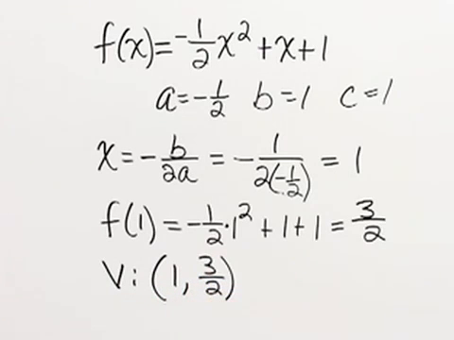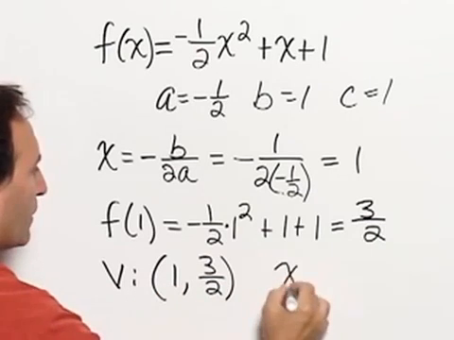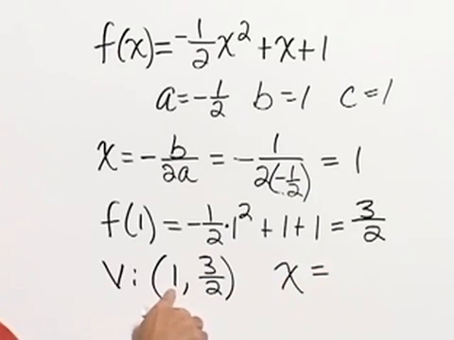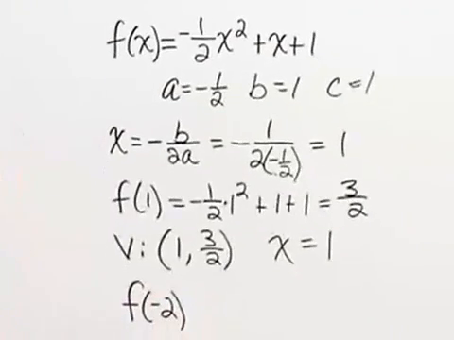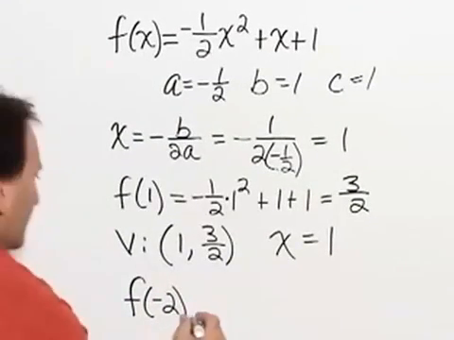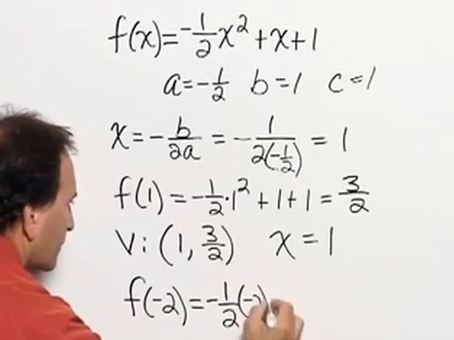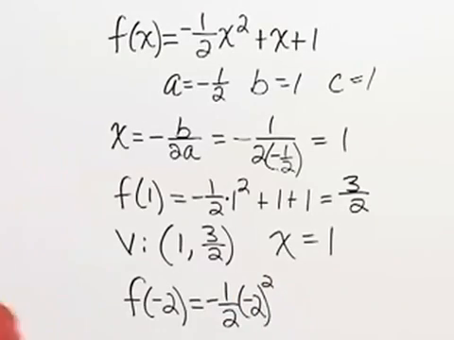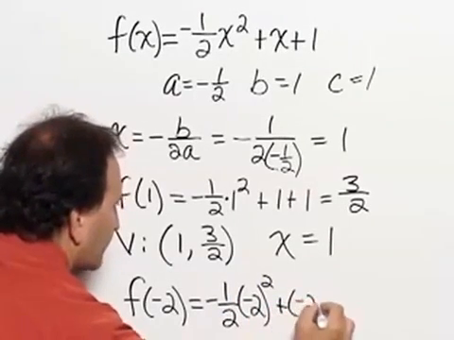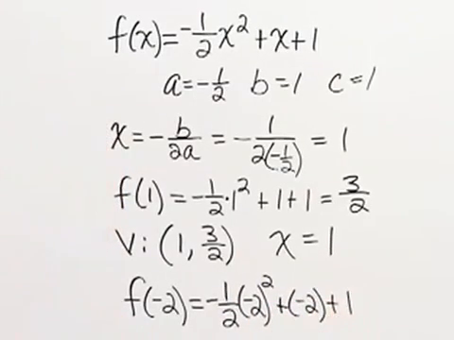We know the axis of symmetry is x equals the x-coordinate of the vertex, so x equals 1. We also need to evaluate f of negative 2. So that would be equal to negative 1/2 times negative 2 quantity squared, plus negative 2 plus 1.